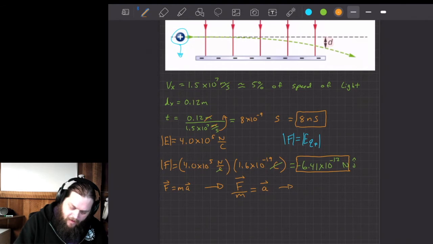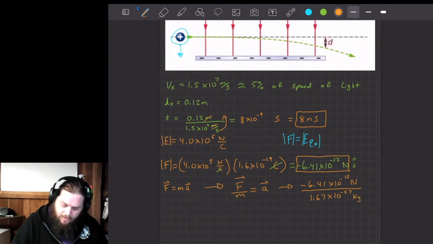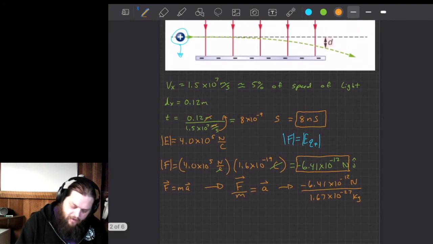which, if we wrote that out, would be negative 6.41 times 10 to the negative 12 newtons divided by the mass, which was 1.67 times 10 to the negative 27 kilograms. We could plug that into our calculator and get a value for it, and we would get negative 3.83 times 10 to the 15th meters per second squared.